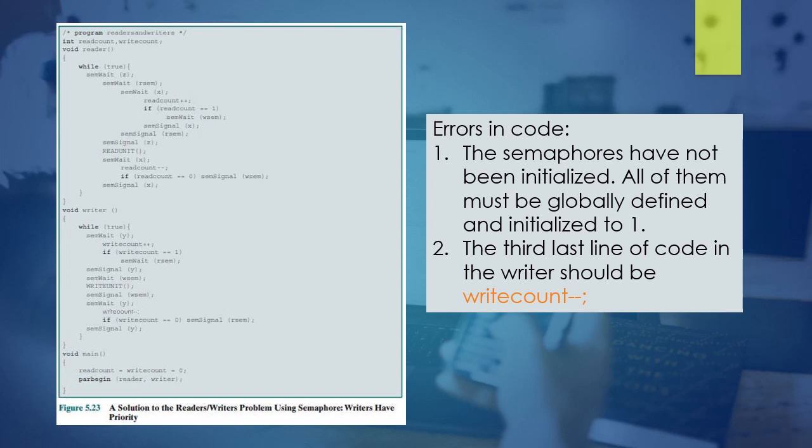synchronization. However, figure 5.23 has some errors in code, which I would like to point out. The semaphores have not been initialized. All of them must be globally defined and initialized to 1. The third last line of code in the writer process should be write count minus minus. In the original figure, it is only write count. I have corrected the figures in this video. Please correct the code in your book.